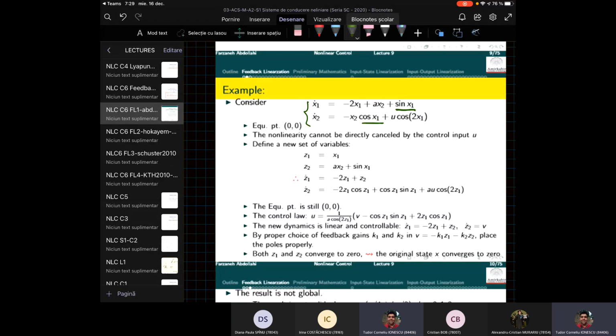Okay. So the guy says here, define a new set of variables: Z1 equals x1, Z2 is ax2 plus sine x1. Then Z1 dot becomes minus 2Z1 plus Z2. Yeah, it's easy to see because this is Z2. And Z2 dot is 2 minus 2 Z1 cos Z1.